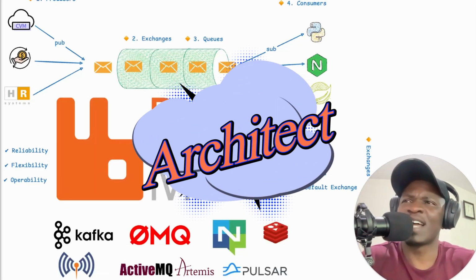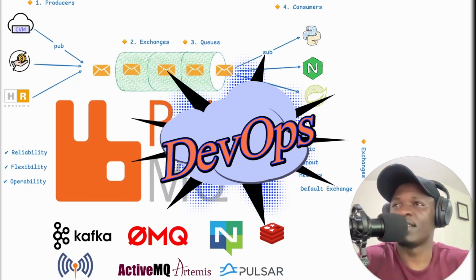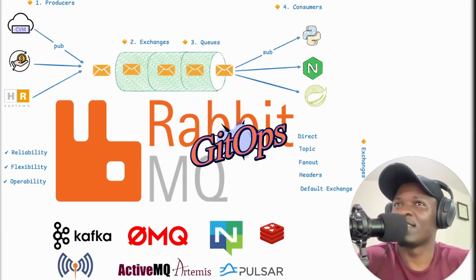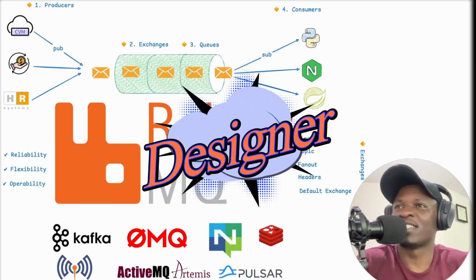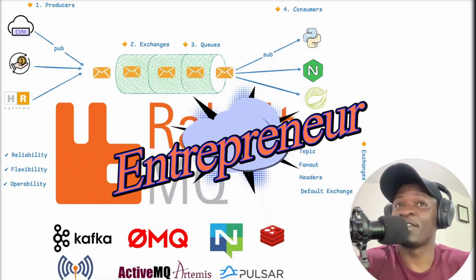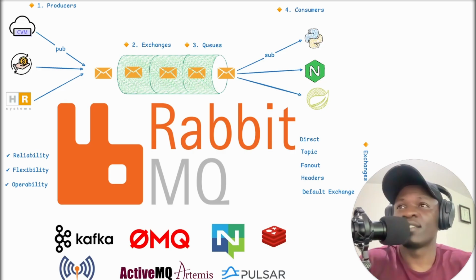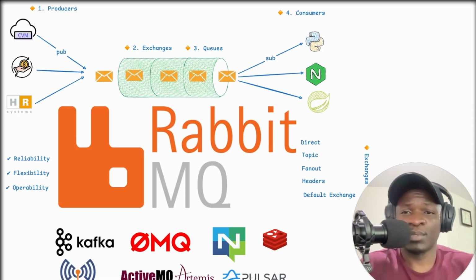So are you an architect, a software developer, a software engineer, a DevOps engineer, a cloud engineer, a product owner, a product designer, a business owner, an entrepreneur, a techpreneur, and all that? If you're within distributed systems, robust systems, reliable systems, flexible systems, then this is a video you don't want to miss. So are you building a microservice architecture or an event-driven system or a distributed application?